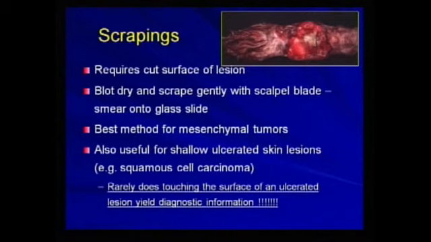As we said before, scrapings are very useful in certain events, especially with mesenchymal tumors, because they tend to exfoliate poorly. They're often trapped within matrix, and an imprint often will yield little to no useful cells. I will reiterate that taking a slide and pushing it against an ulcerated tumor rarely, if ever, yields any diagnostic information. It simply gives you debris and inflammatory cells.